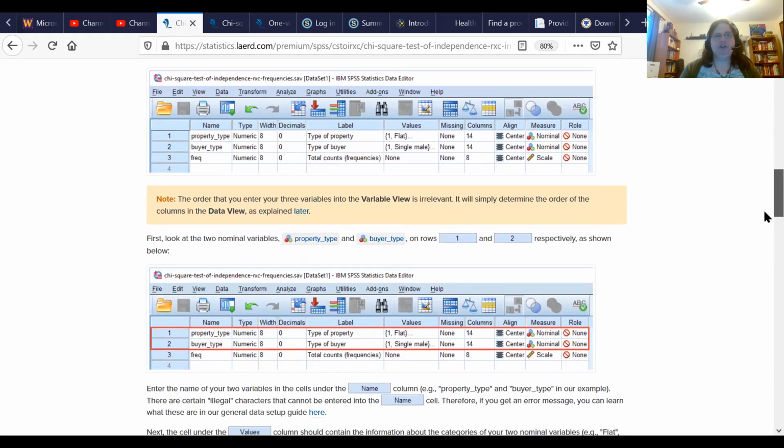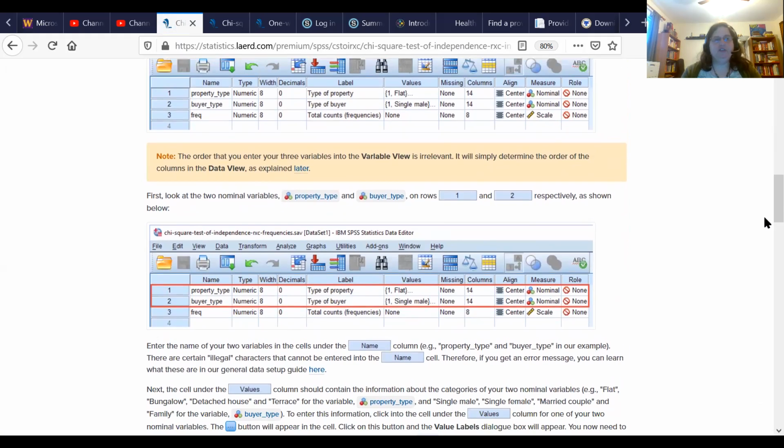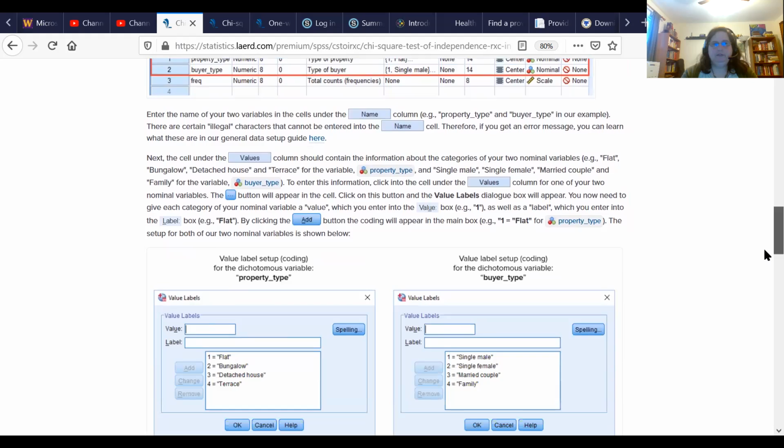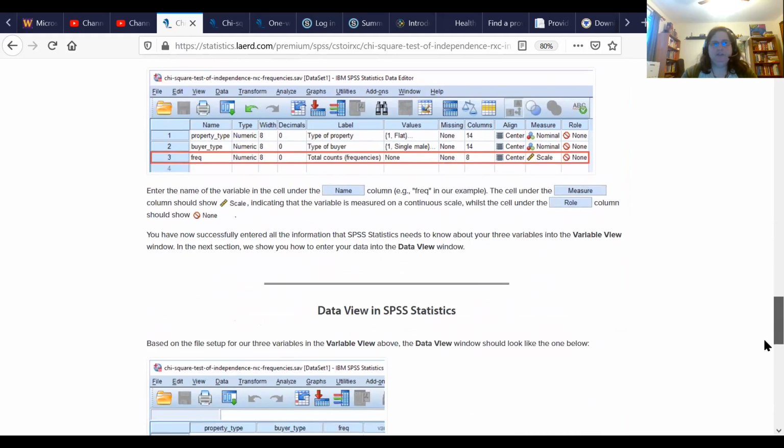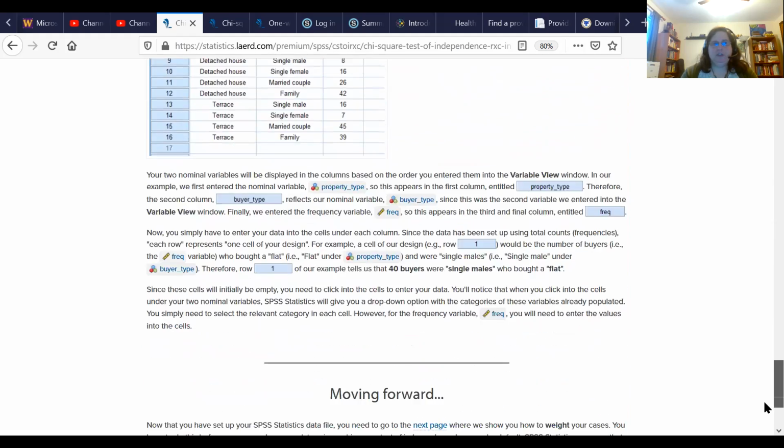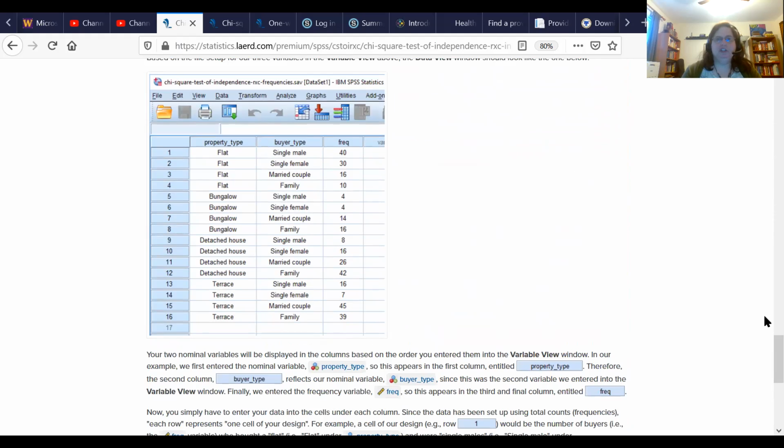If you're going to weight it, then you have this additional variable called frequency. First two are nominal. The third one, the frequency, is scale, using none for the role. Remember those value labels. Okay. And then this is what your data would look like.